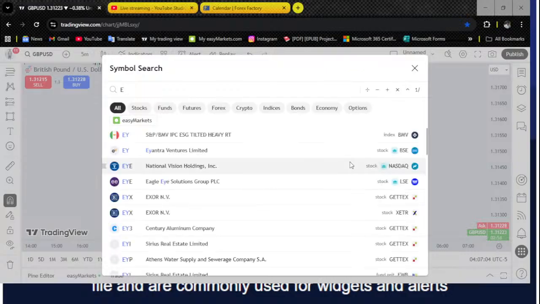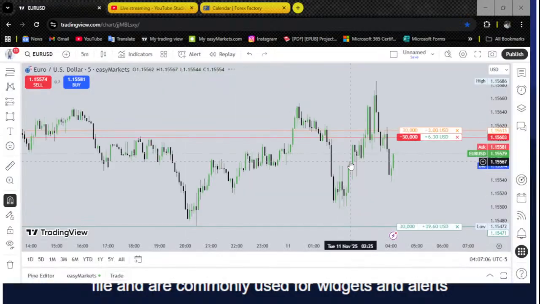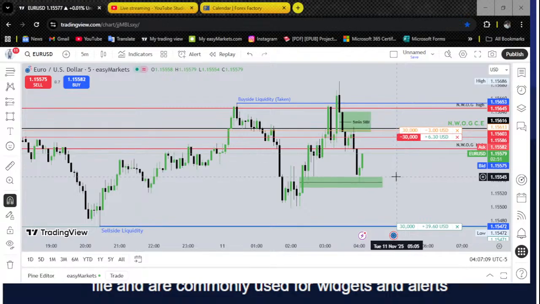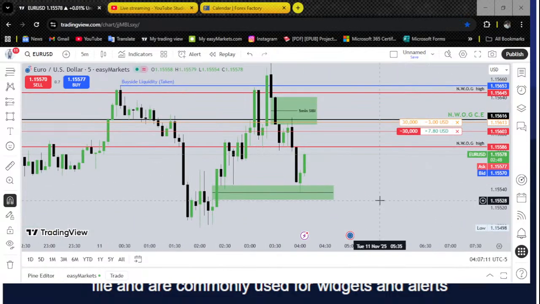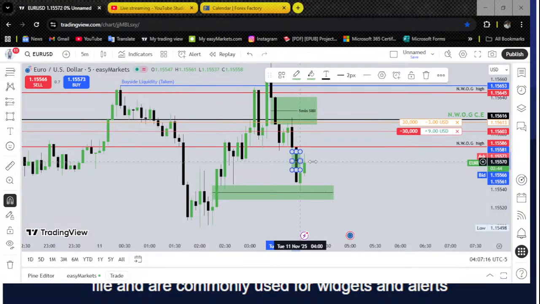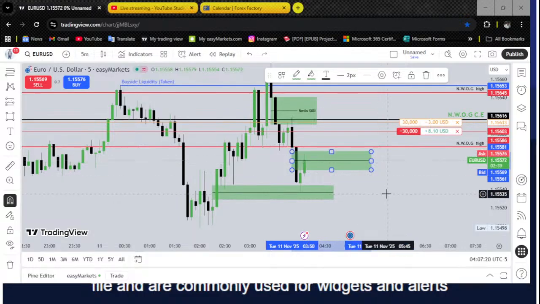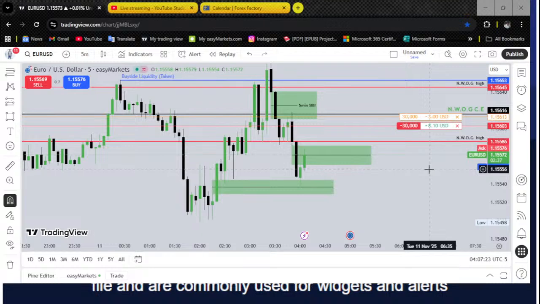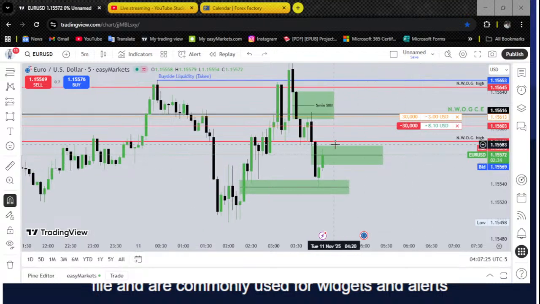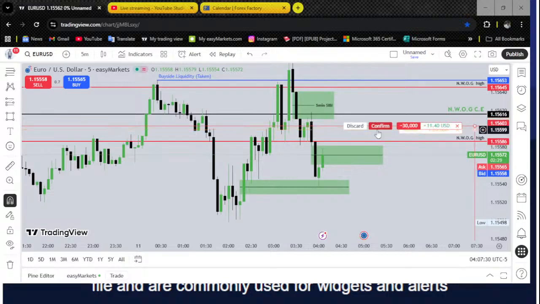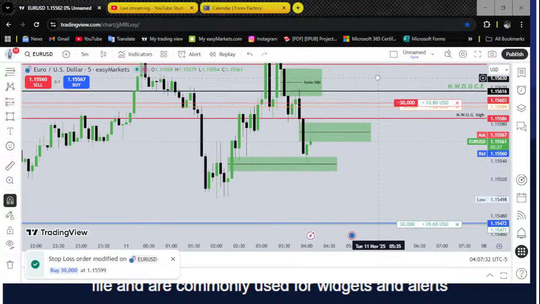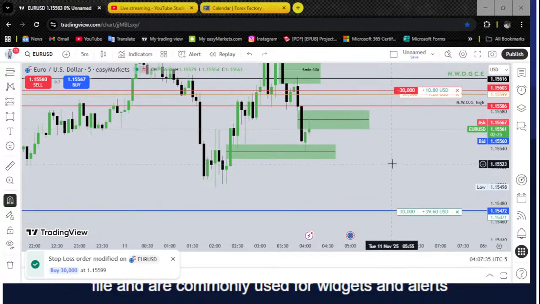Let's go back to the EURUSD. So this fair value gap, market should not go and close above it. I don't expect market to close above. If it closes above it, I put my stop loss at the break even, because this fair value gap should support the market to go down.